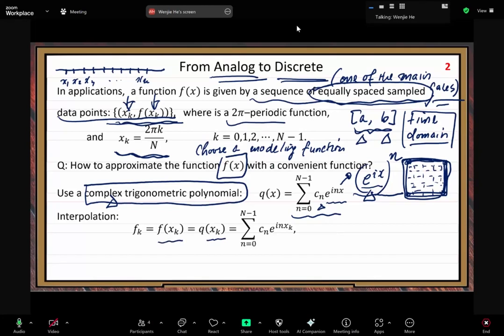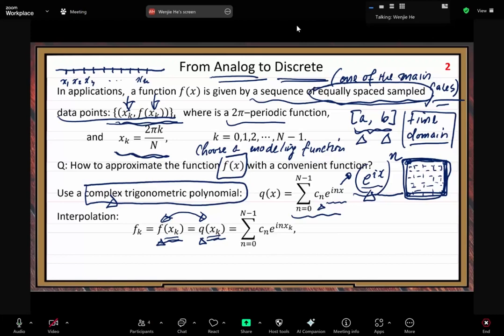The function value, remember that f is some imaginary function, because you never see the real f function. You can only imagine that f function. Now you use this q function. Definitely this q function is different from the hidden f function. But the q function and f function have the same function values at these sampling points. At all the x locations, these two functions have the same values. That's the interpolation property.